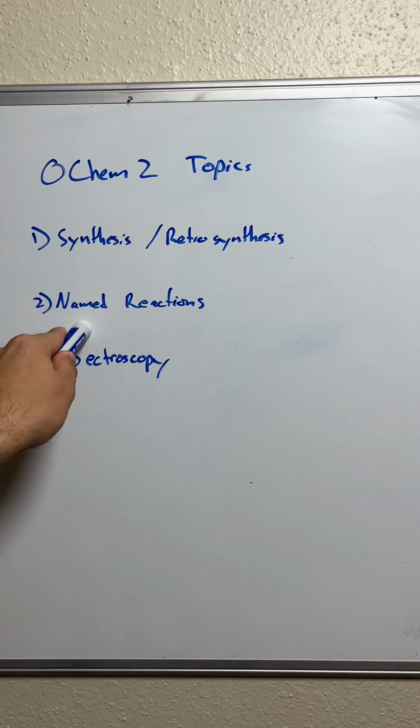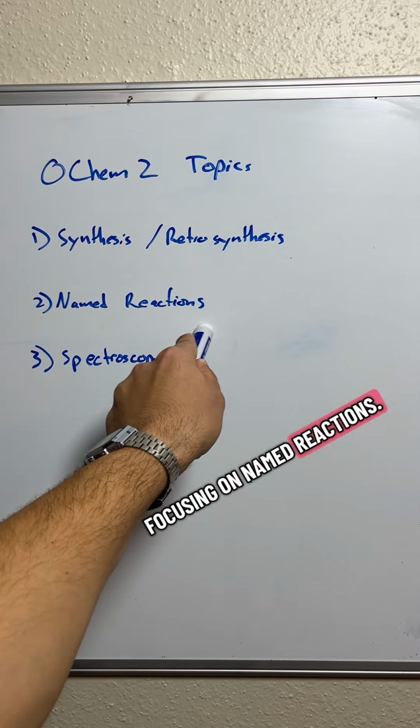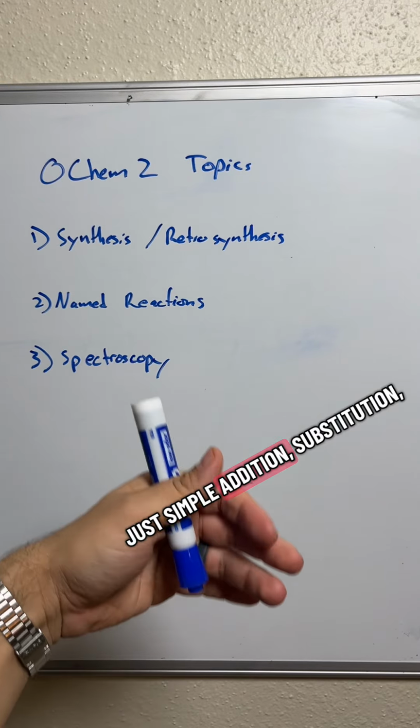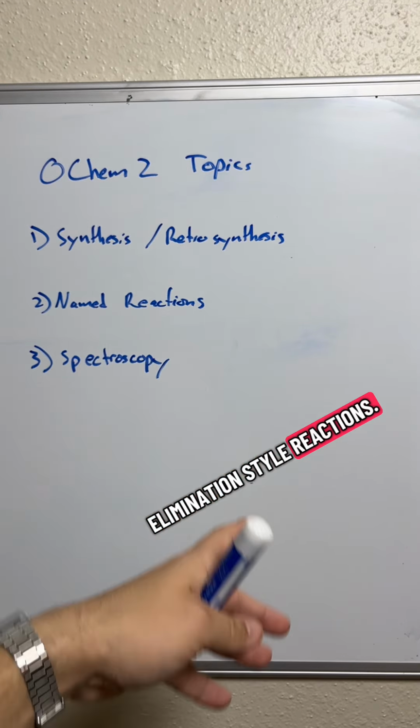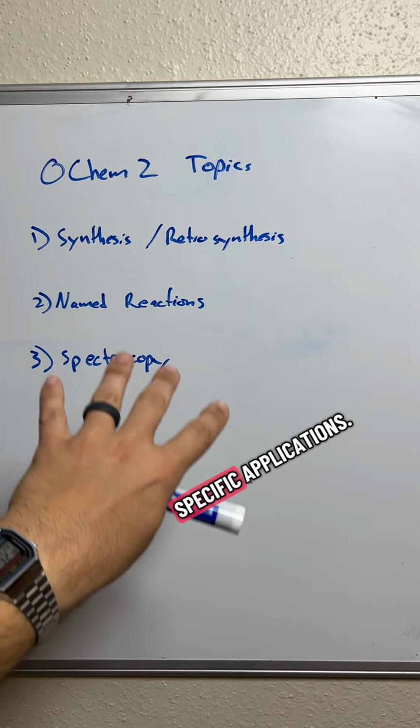Or more complex retrosynthesis. So you're going to get a more complex molecule that you have to retrosynthesize. Okay. Second, we're going to be focused on named reactions. So you learn just simple addition, substitution, elimination, style reactions. Now we're going to be putting all that together for specific applications.